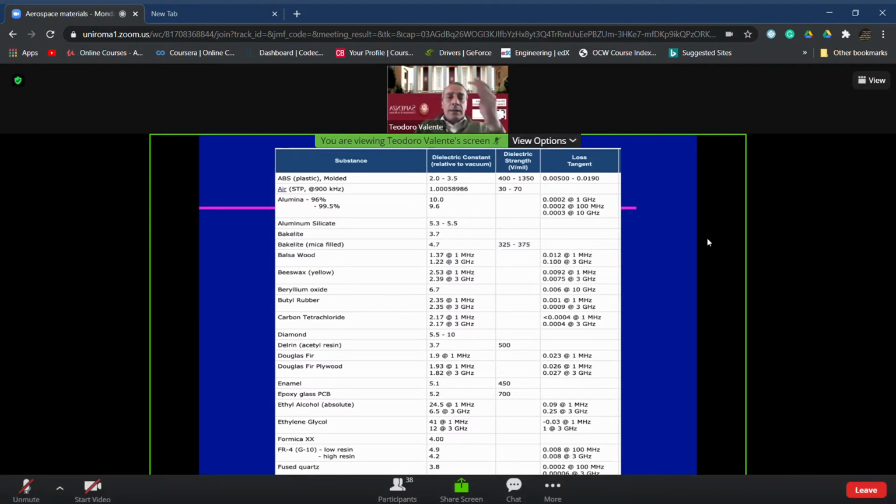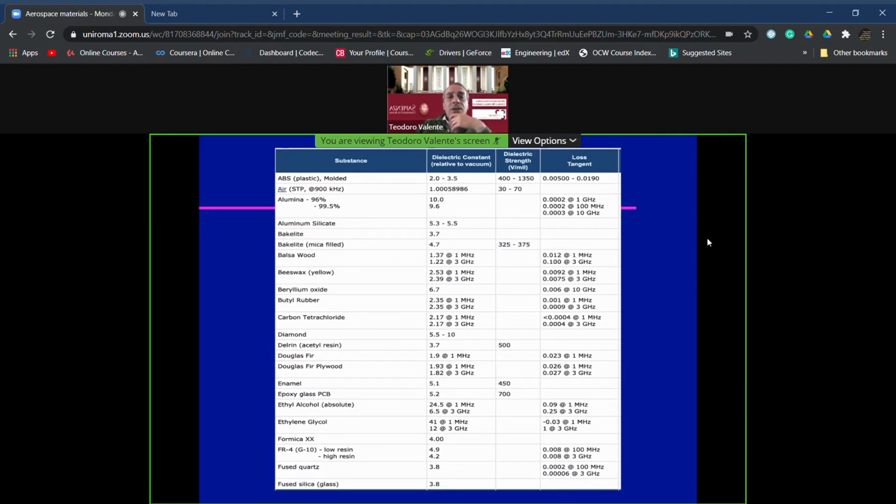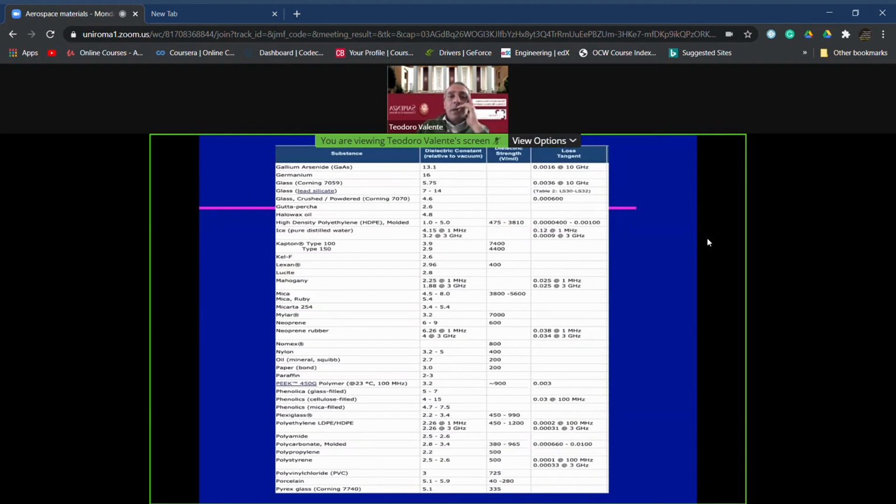So this table refers to polymeric-based and ceramic-based materials. As you see, for example, we have aluminum silicate, alumina, ABS, epoxy glasses, fused silica. This one is essentially related to other non-conventional materials, in which we have again ceramic materials, but also thermoplastic materials, as well as polycarbonate, polystyrene, and PVC.